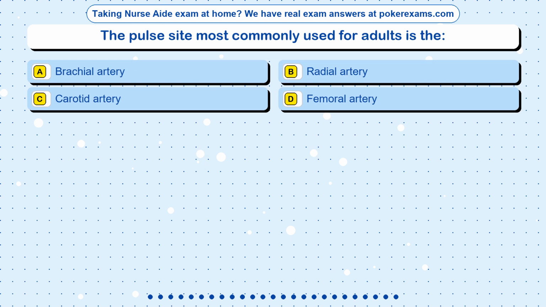Question 9. The pulse site most commonly used for adults is the: Option A, brachial artery. Option B, radial artery. Option C, carotid artery. Option D, femoral artery.